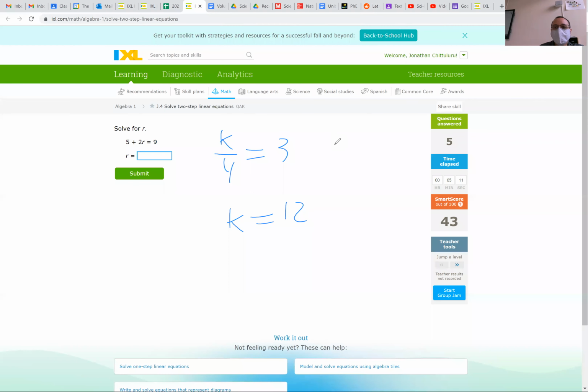Let's go ahead and take a look. So 5 plus 2r equals 9. We're going to subtract 5 from both sides. 2r equals 4. Now we're multiplying r by 2, so we've got to divide both sides by 2. r equals 4 divided by 2, which is 2. Okay.